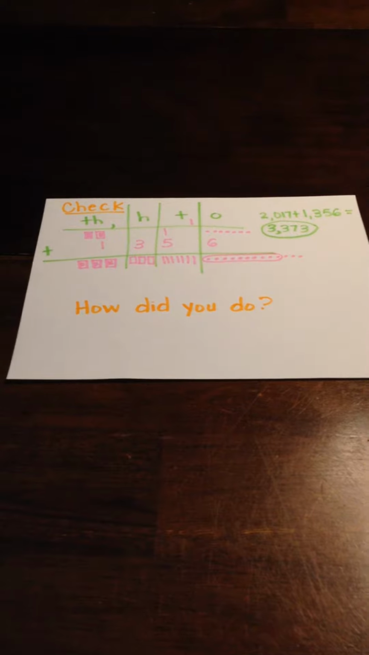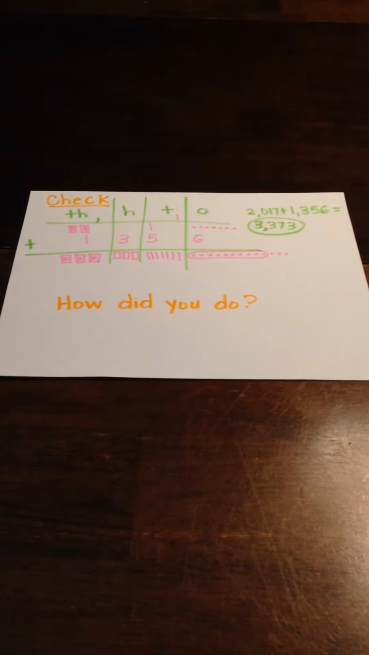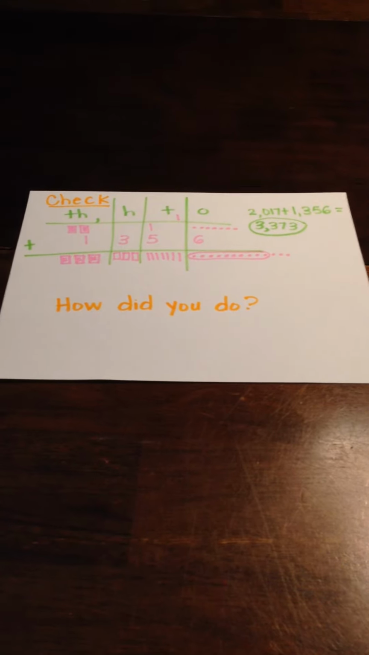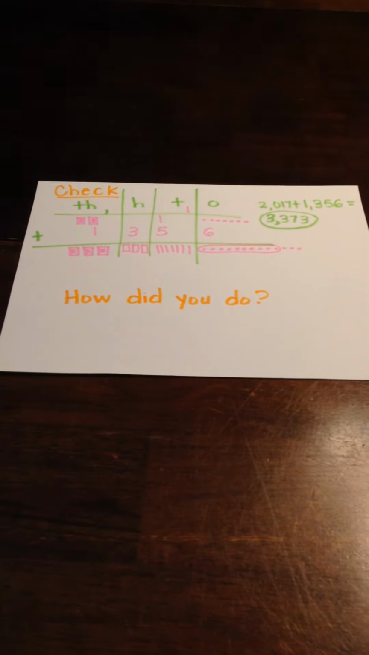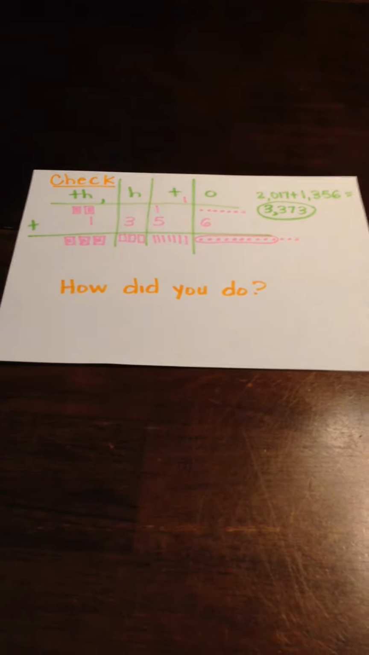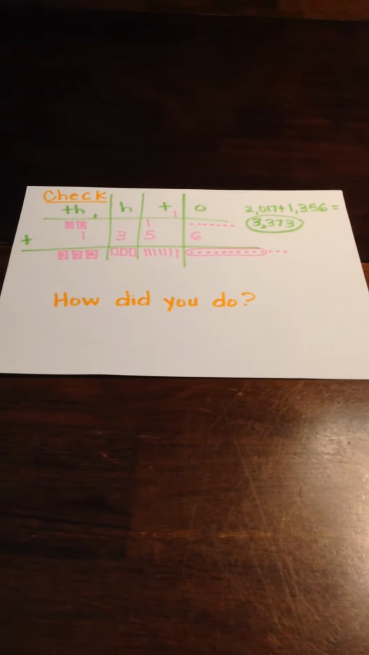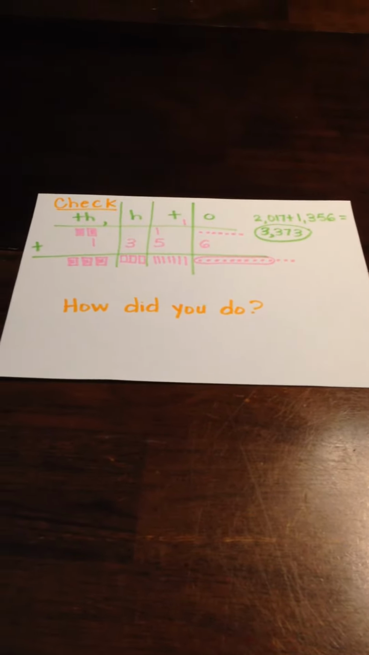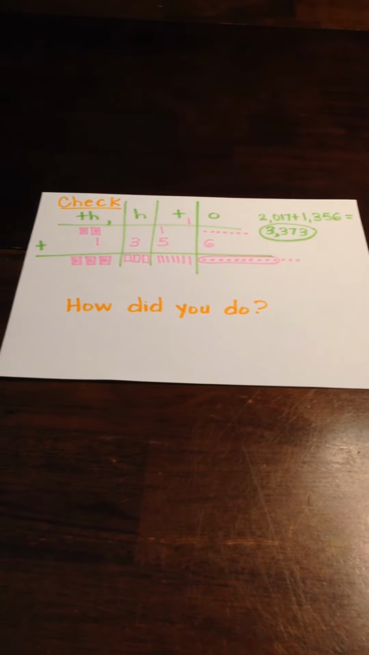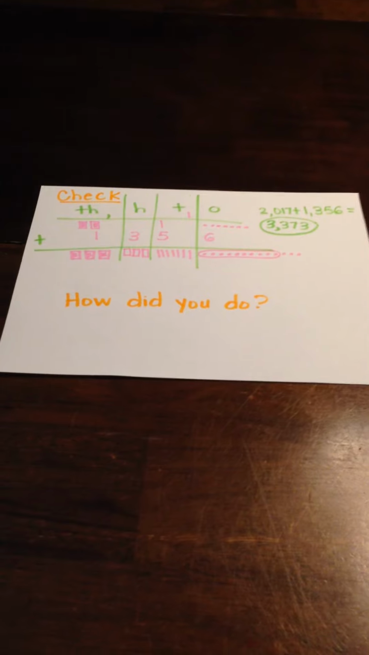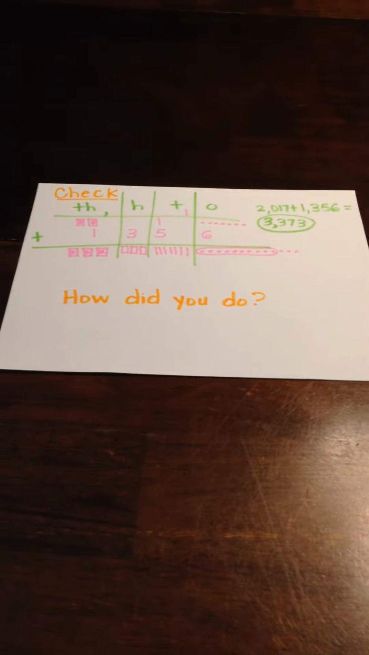Let's see how you did. In the problem 2,017 plus 1,356, I begin by drawing my first addend. 2 squares with smaller squares in the middle in the thousands place. There were no hundreds in my first addend, 1 stick for 10, and 7 dots for 7 ones, plus 1 in the thousands, 3 in the hundreds, 5 in the tens, 6 in the ones.